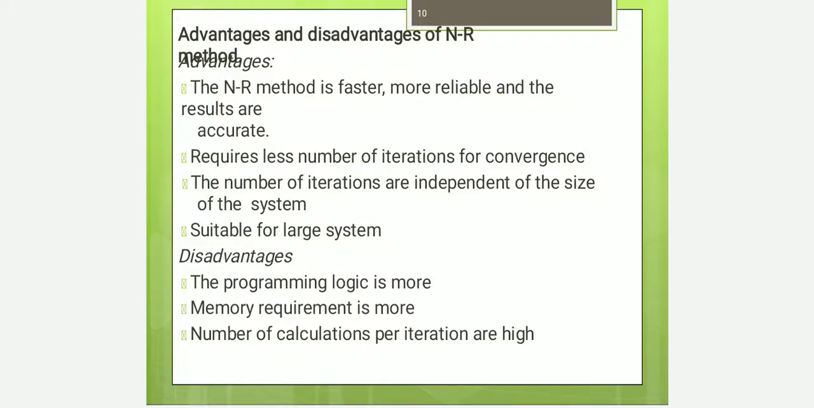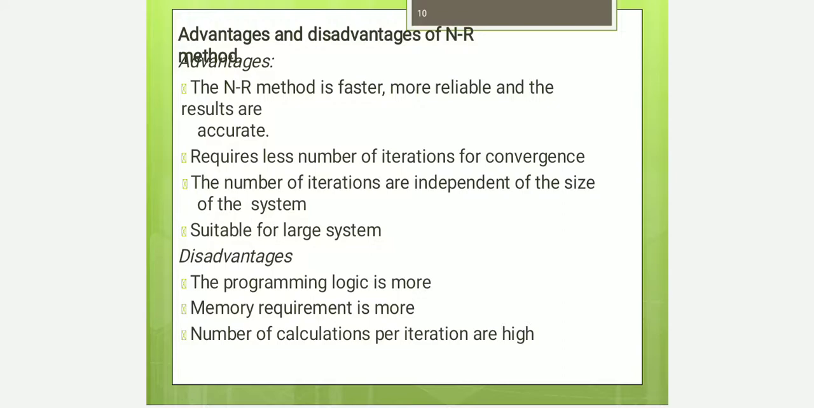And this slide represents the advantages and disadvantages of the Newton-Raphson method when compared with the other iteration methods. So it is very fast, more reliable, and the results which we get from this method will be more accurate. It requires fewer iterations for convergence. That is, the time required for solving non-linear algebraic equations is very less when compared with the other methods. The number of iterations is also very small, and the number of iterations here does not depend upon the size of the system.